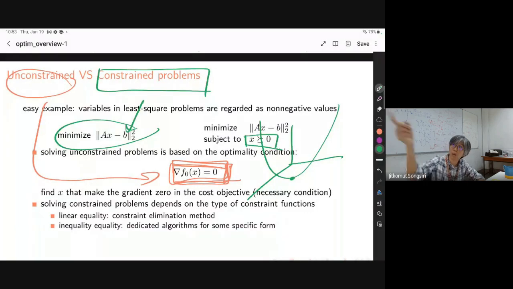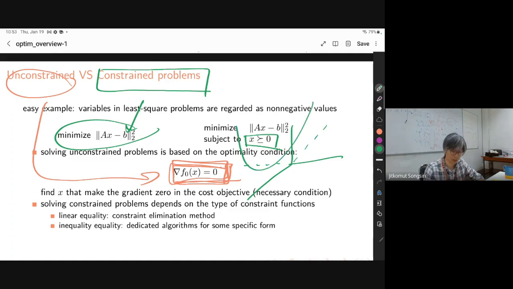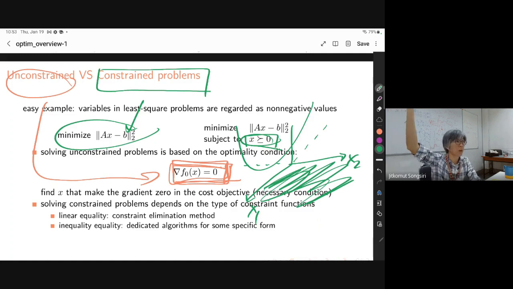But when you have a non-negative constraint, what does it mean? Let's just say that my cup is this. This is my x1, this is my x2. If I add a non-negative constraint, I have to look at this region only. So I look at my surface, I want to look at the bottom part of my surface that corresponds to this region.